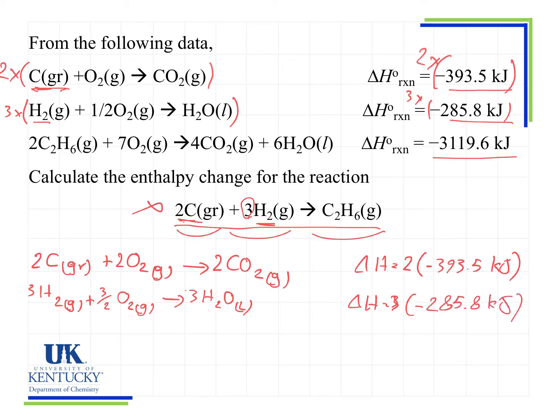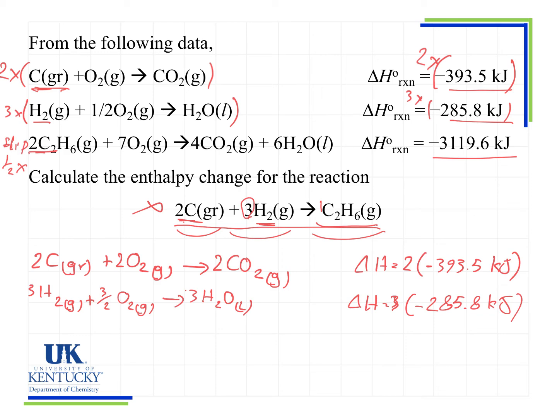Okay, and the last one is C2H6 gas. Where do we find that? In the third reaction. But in the third reaction, it's in the reactant side, so I need it in the product side, so I have to flip it. And also, I have 2 moles of that, but I need only 1 mole, so you have to divide it by 2. So it's 1/2, and you have to flip it.